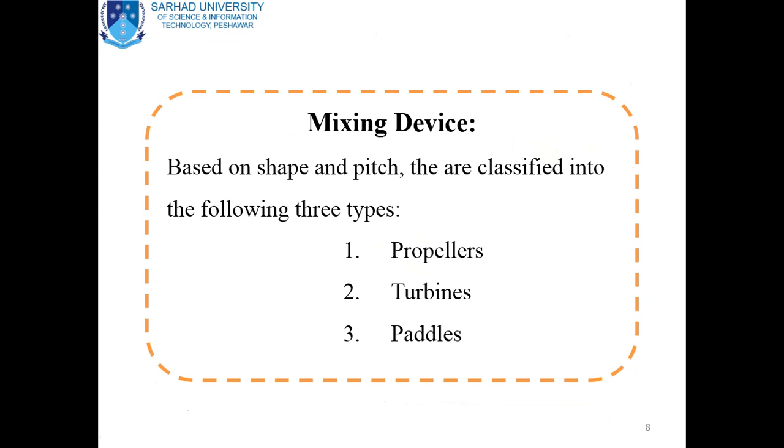The mixing device, also termed the impeller, is further classified into three types. There are three types of mixing devices or impellers based on shape and pitch, including propellers, turbines and paddles. Remember that the propeller is one type of impeller, as are turbines and paddles. Impeller is a broad term used for the mixing device, and propeller is one type of it. There is no need for confusion between these two terms.